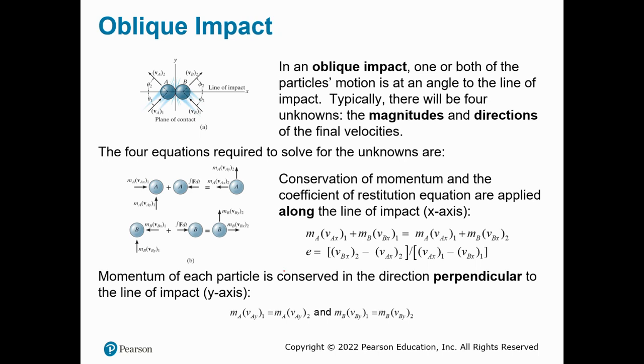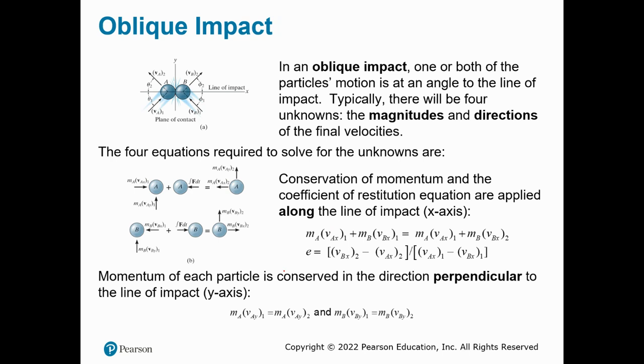Oblique impact: they come at an angle. One or both of the particle motions is at an angle. So typically there will be four unknowns, since velocities are vectors, right? We need the magnitude and the direction. So that means we will have four unknowns for the final velocities.